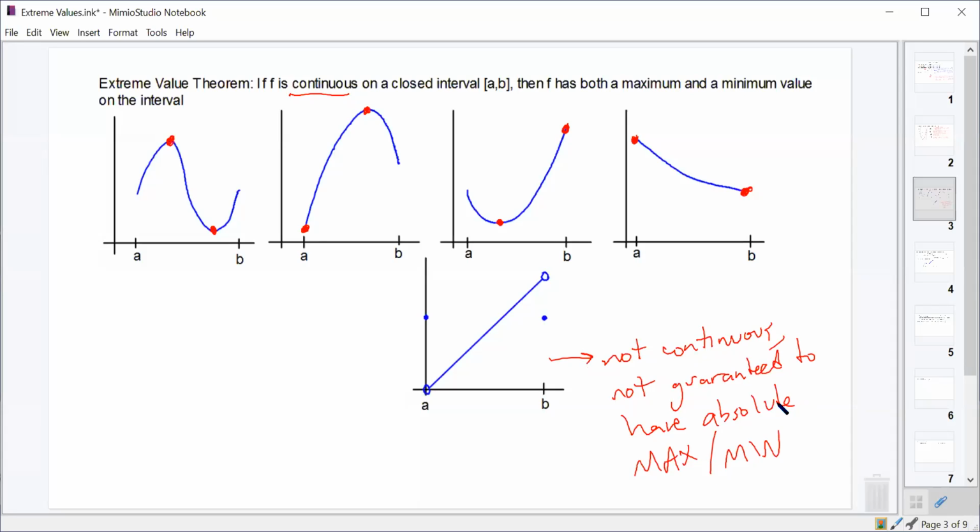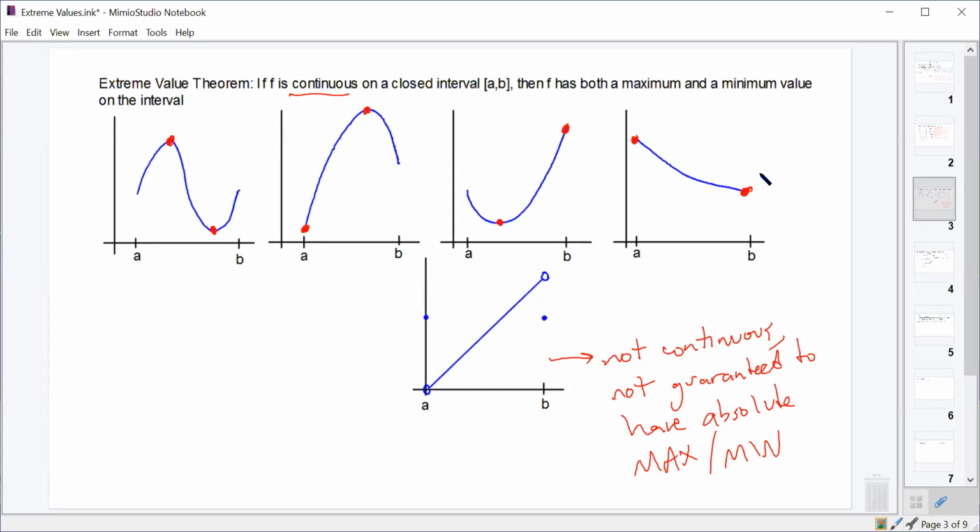But all the rest of them were continuous. And we would note that those absolute extrema could occur on the interior of the domain, like in the first one, or it could be at an endpoint and also at an interior point, like the next two, or it could both be at the endpoints. Right? Everybody good with that?